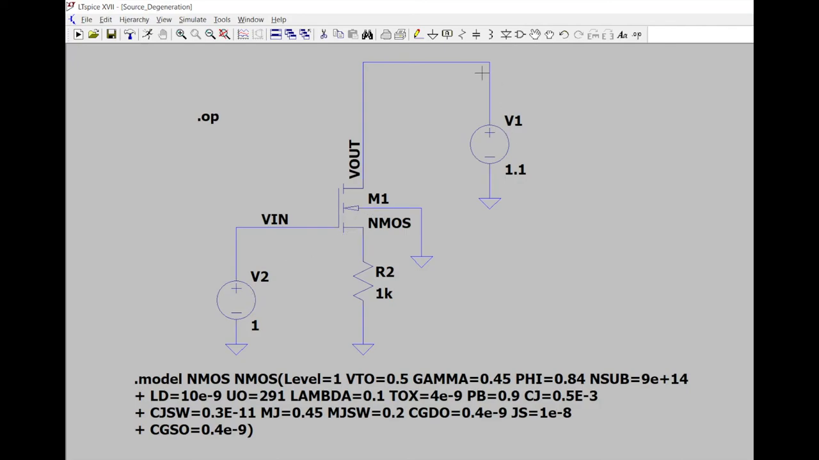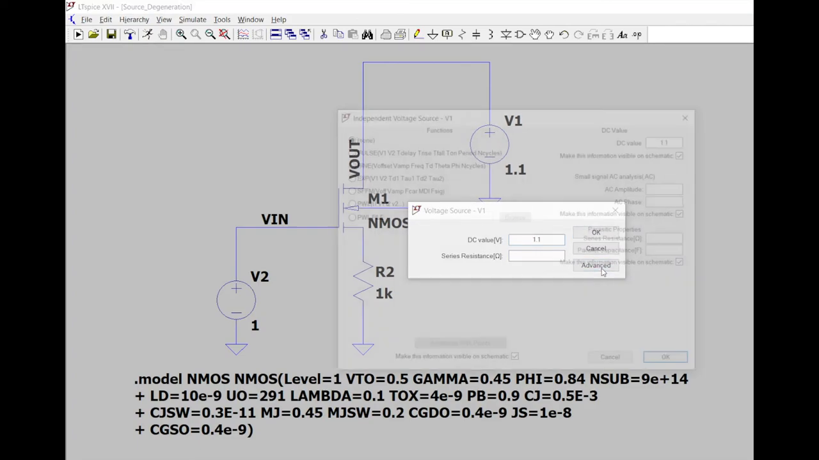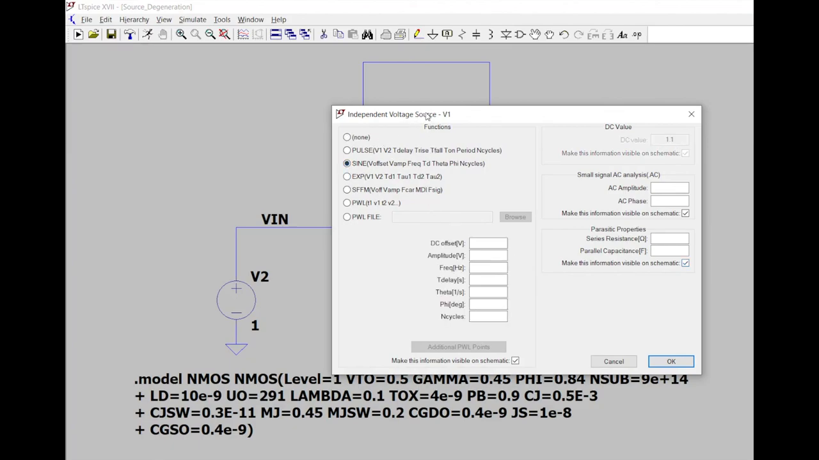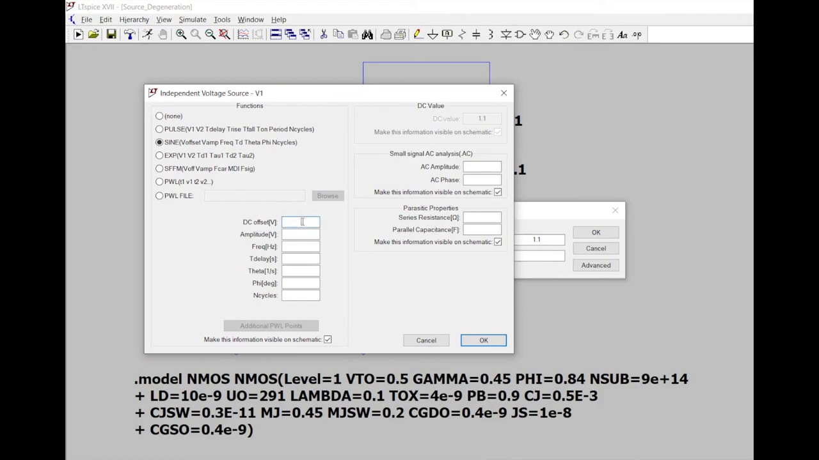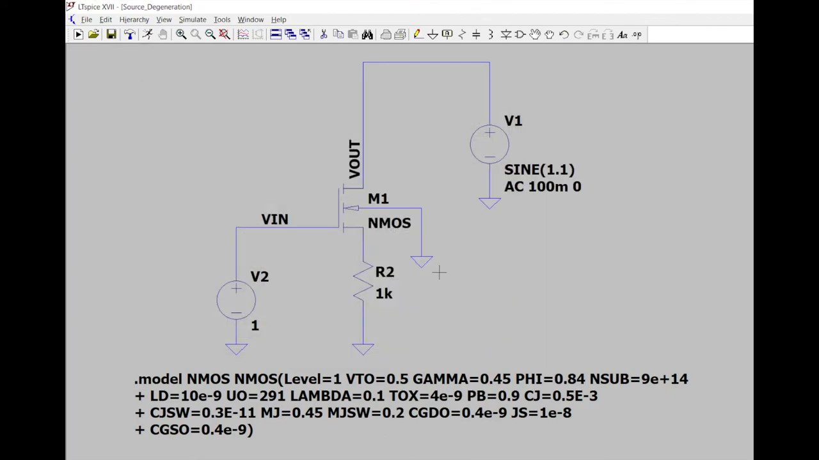Now I need to apply a sine wave here and plot the Vout by this current. To do that, we will do the AC analysis, because this is a small signal impedance that I am going to calculate. So we need to change this source to a sine generator, and the offset should be 1.1 volt, the DC value. The AC amplitude you can consider maybe 100 milli, and the AC phase you can keep as 0. So I have a DC source, which is the offset voltage, and on top of that a small signal of 100 millivolt is riding over it.